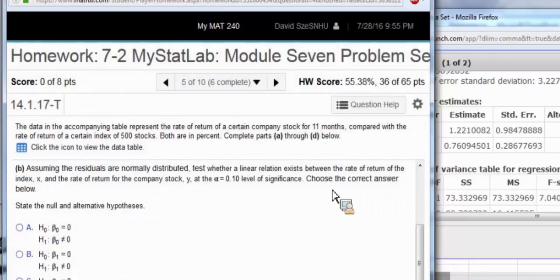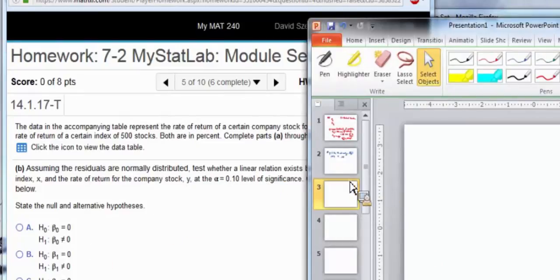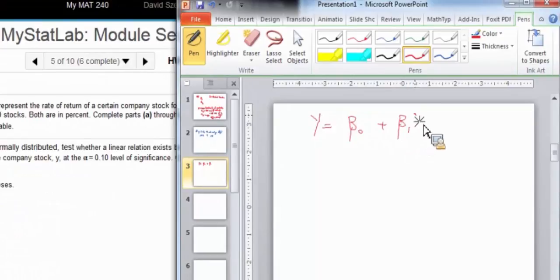Okay, test whether there is a linear relationship or not. Alpha equals 0.10. Null and alternative. Linear relationship, okay, so I'm going to write a little bit right now. So we have y equals, so I'll use the book's terminology. Remember, the beta 1 is for the first x, the beta 2 is for the second x. So this is the slope, and we want to test if the slope is 0 or not.